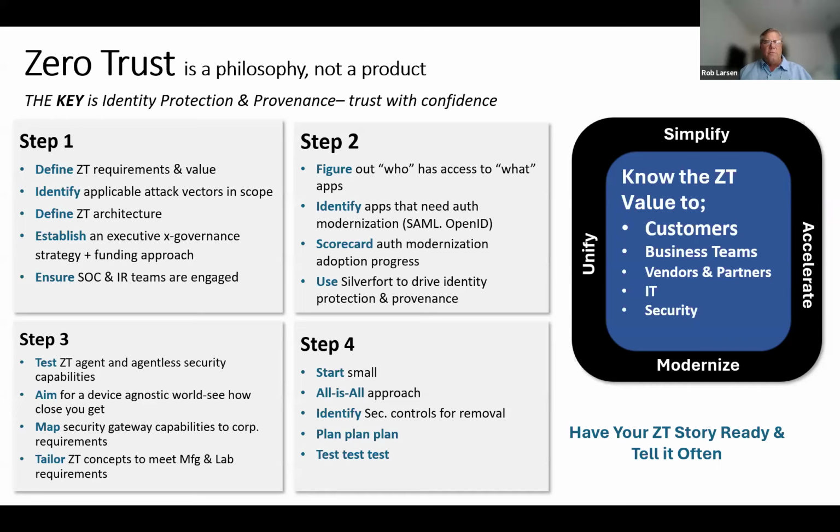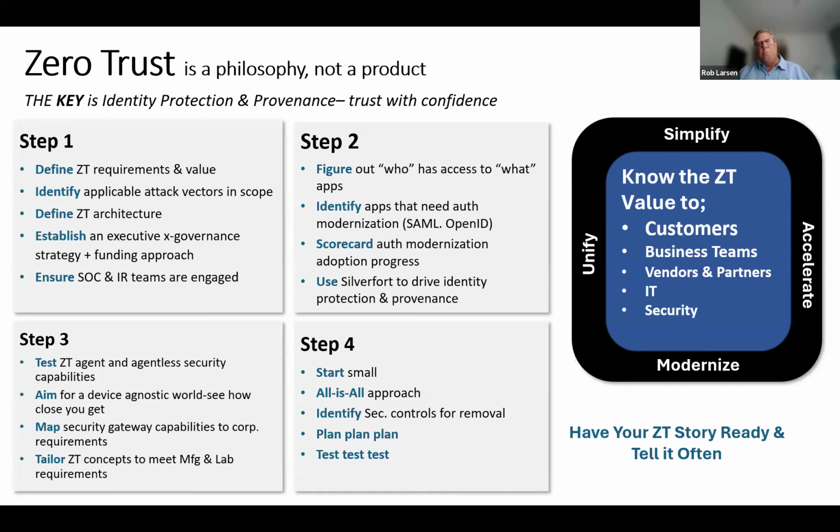The one-size-fits-all model is sometimes not very effective, and it can impact labs and manufacturing facilities because they're not the same as the enterprise. So tailor your zero trust strategy to fit the environments, so that you have maybe a different approach for manufacturing and labs. I think that's important.